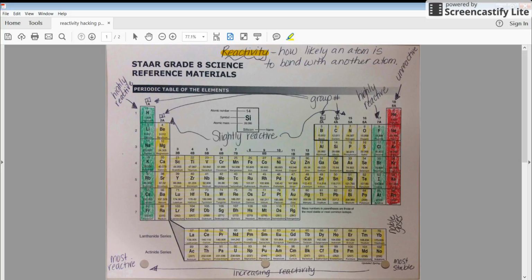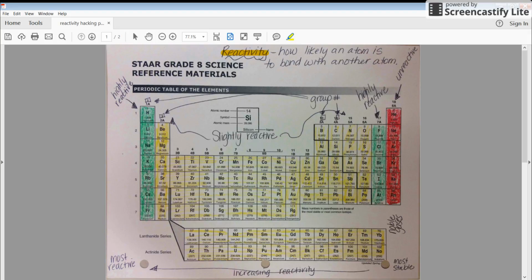So the definition of reactivity is how likely one atom is to bond with another. So if something were highly reactive, it means it's very likely and easy for this atom to bond with another atom. So please write that at the top of your periodic table so that when you pull this periodic table out, you know that this periodic table is color-coded to each element's reactivity. And please pause this as needed. So if you need some time to write and I'm talking too fast, just pause it and then pick right back up when you're ready.